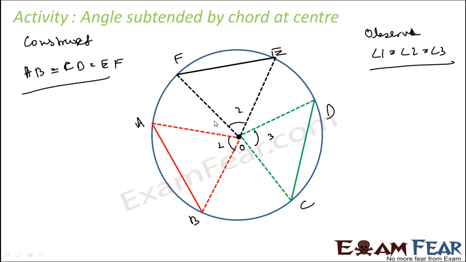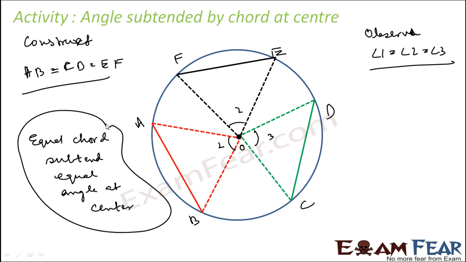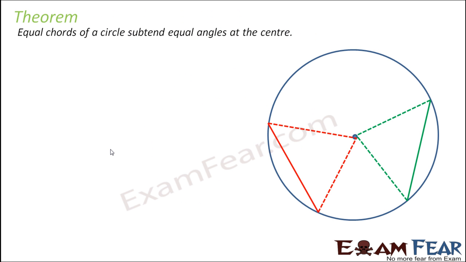Then you observe that all these 3 angles are equal. Thus we see that this is actually a theorem where we say that the equal chord subtends equal angles at the center. Okay, so this is our observation: equal chords subtend equal angle at the center. This is actually a theorem: equal chords of a circle subtend equal angle at the center.